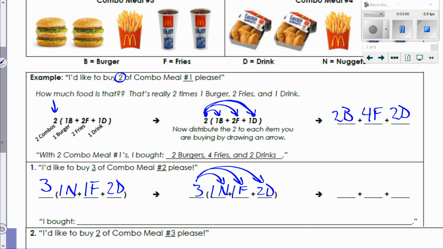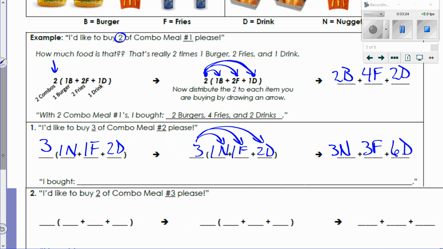So if I have 3 meals with 1 nugget each, how many nuggets do I have? 3 nuggets. If I have 3 meals with 1 fry each, how many fries do I have? 3 fries. If I have 3 meals with 2 drinks each, how many drinks? 6 drinks. So in number 1, buying 3 combo meal number 2s, I actually ended up buying 3 nuggets, 3 fries, and 6 drinks.